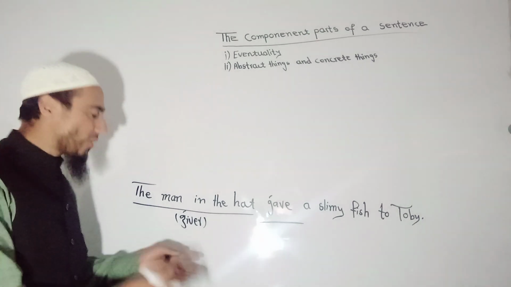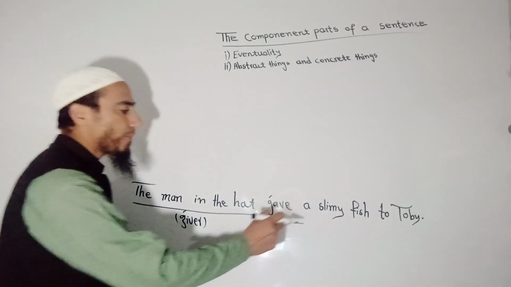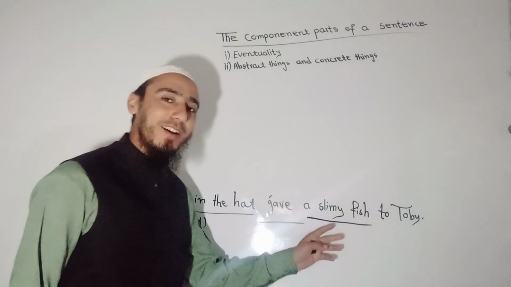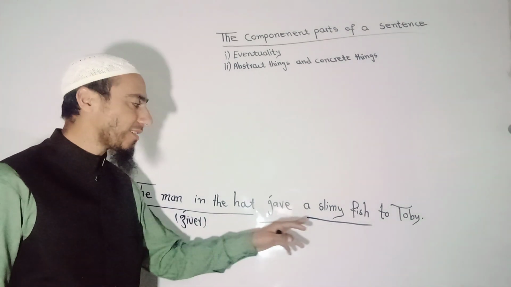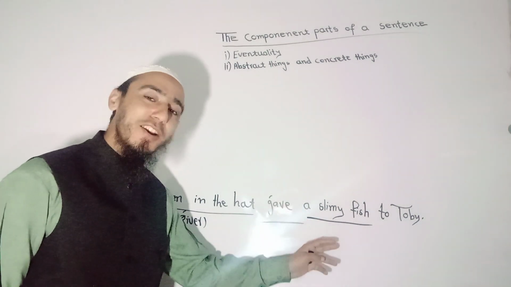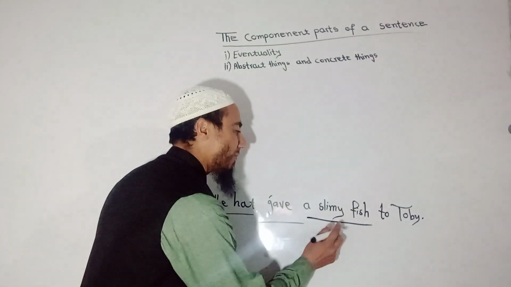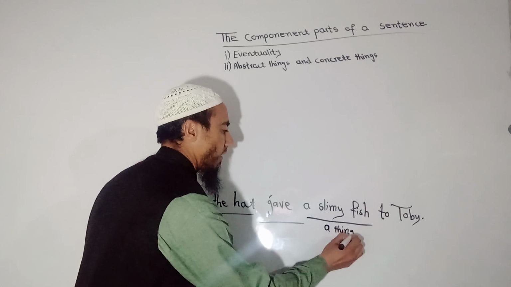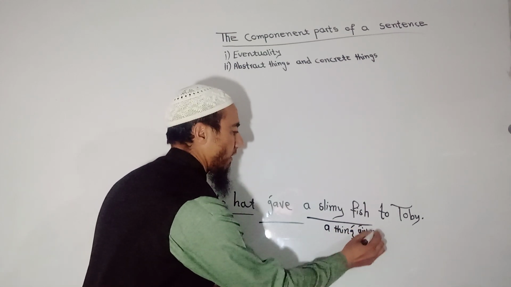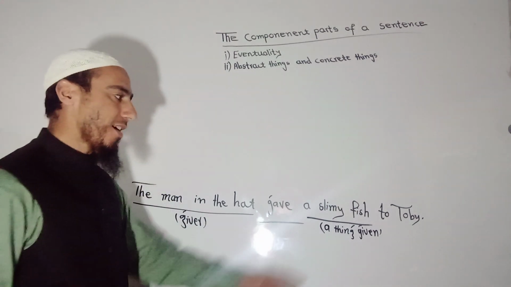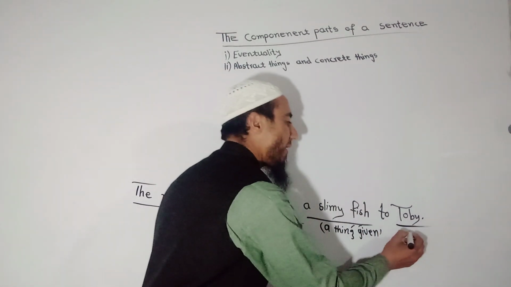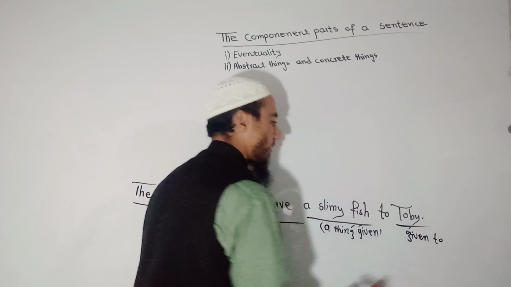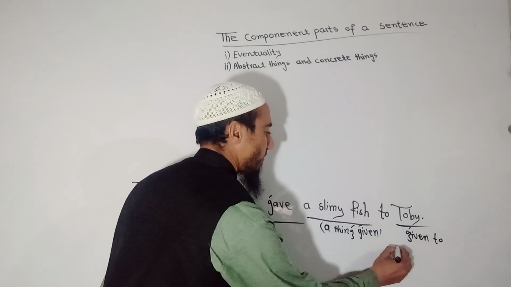However, the whole chunk of the phrase is the giver. Okay? Then a slimy fish. Here a slimy fish is another participant, another noun phrase, and it is what? A thing given. It is a thing given. And then to Toby, a thing given to.